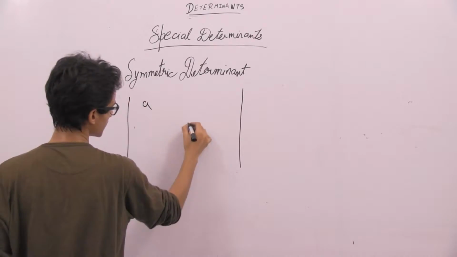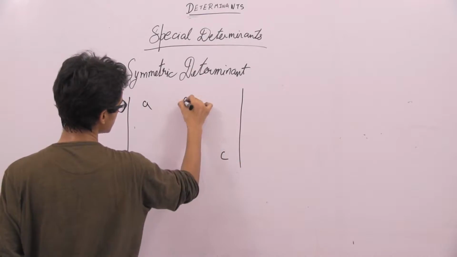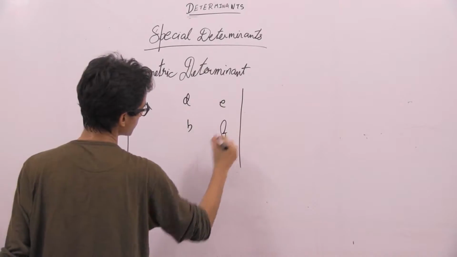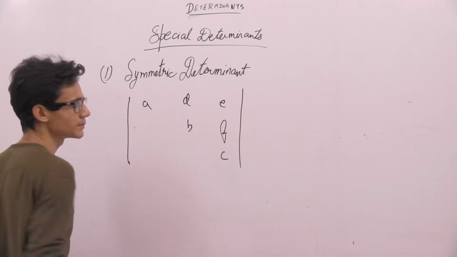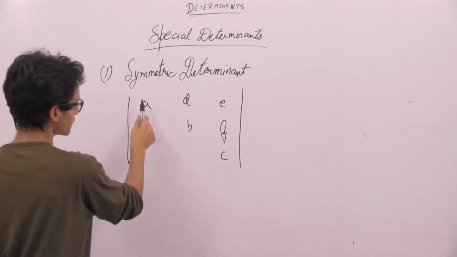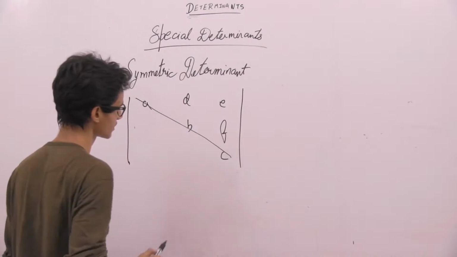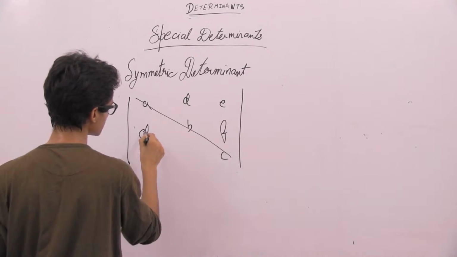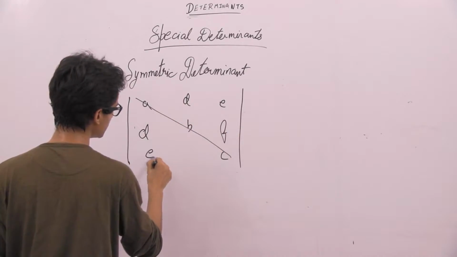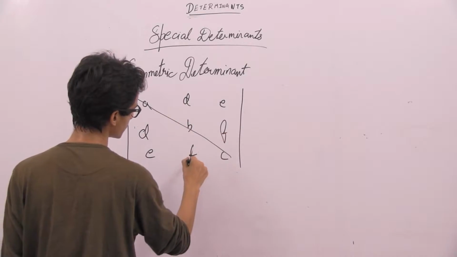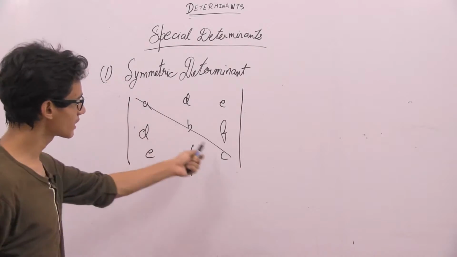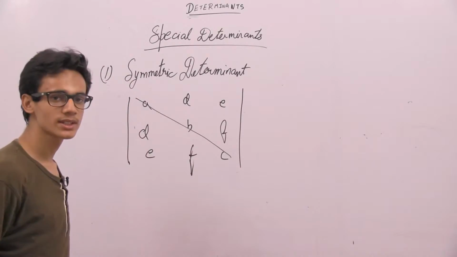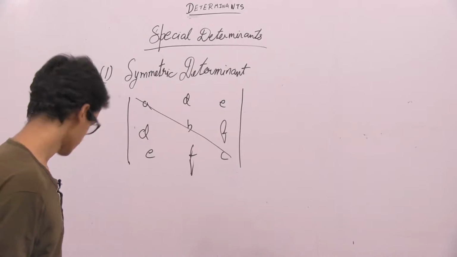So if we have A, B, C here and these elements being D, E, F, then for this determinant to be symmetric about the diagonal line, which is this, all the elements have to be equal. So here we need to have D, here we need to have E, here we need to have F. So this determinant looks symmetric about the diagonal line. So that's why this is said to be the symmetric determinant.